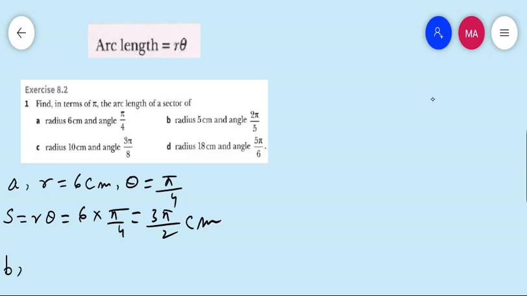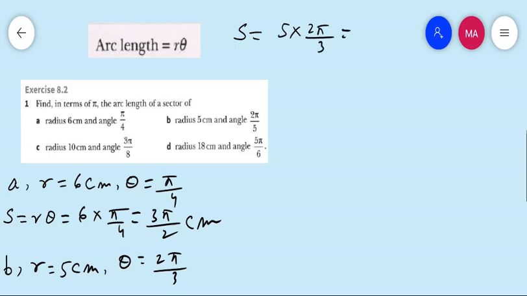Part B, r is 5 centimeter and theta is 2 pi upon 5. Therefore arc length is equal to r, 5, into theta, 2 pi upon 5. So 5 cancels with 5, and 2 pi centimeter is our answer.